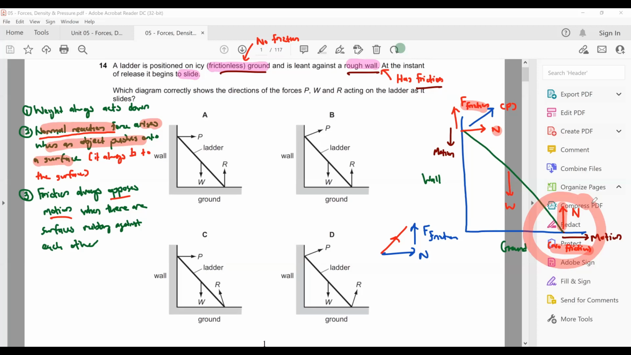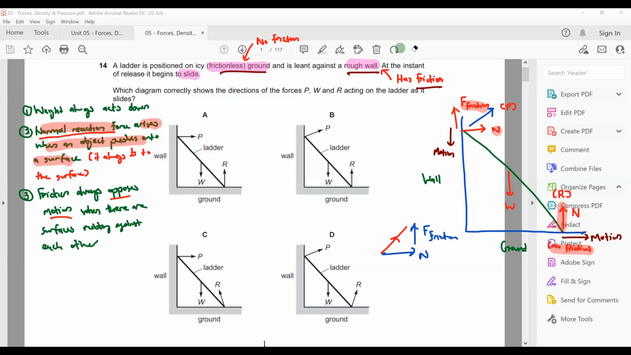Yeah. Right? So this one would actually be my R. Okay, I'm just using back all the symbols that the question has given you. They say force at P, force on the wall is P, force on the ground is R. Okay, so this is the actual situation right now.